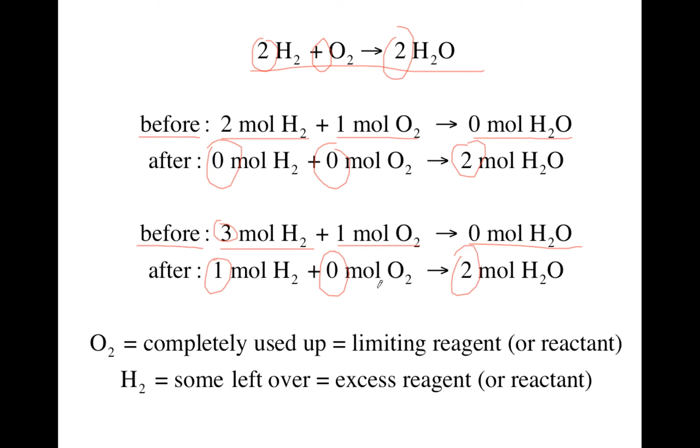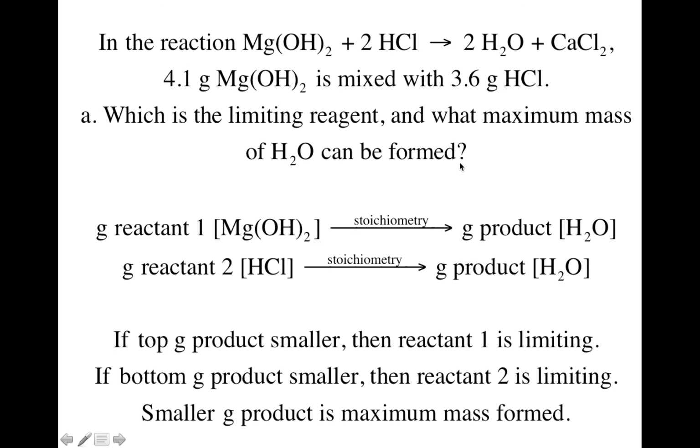So the term for the chemical that was completely used up, in this case O2, is called the limiting reagent, also known as limiting reactant. And since there was some H2 left over after the reaction, you're going to call the H2 the excess reagent or excess reactant.